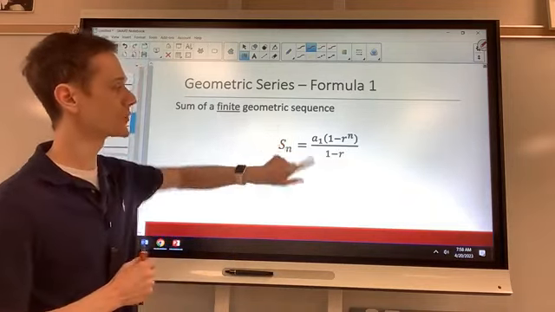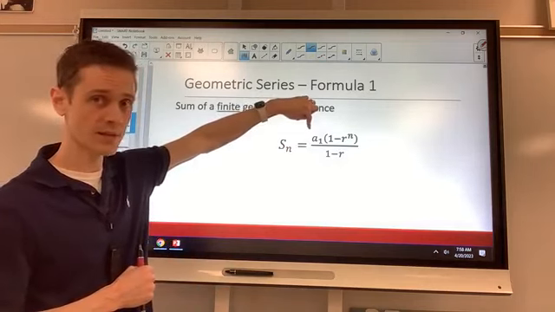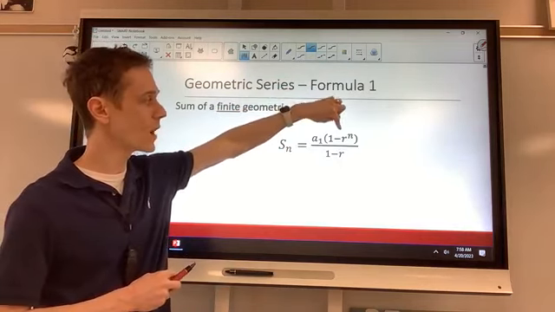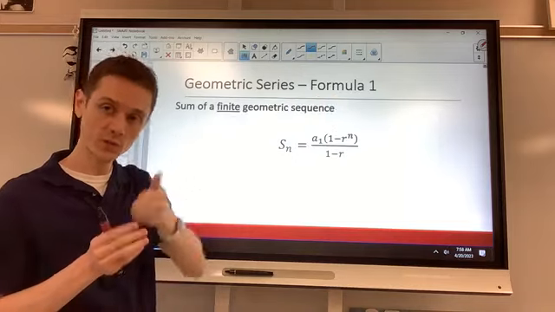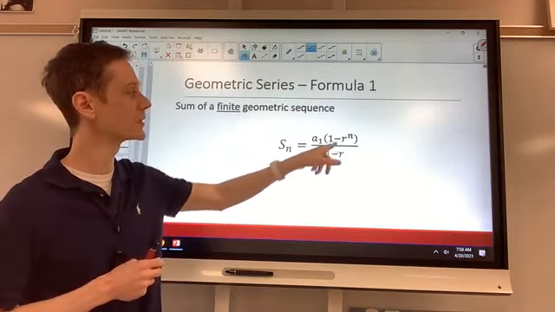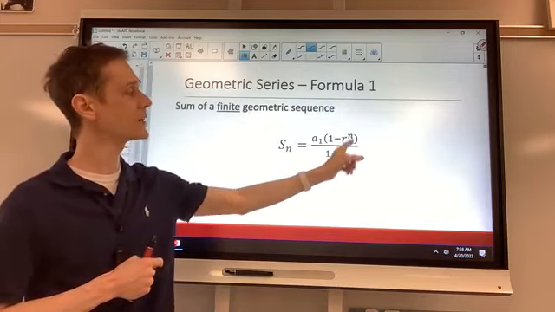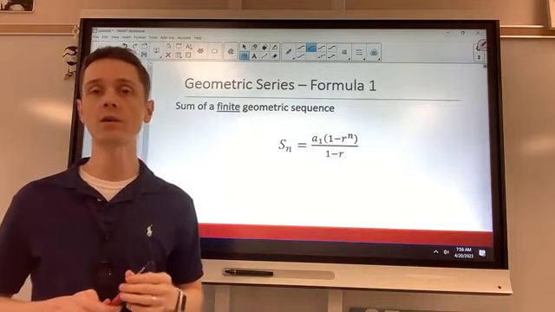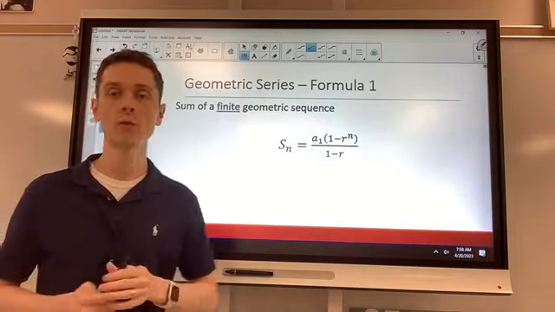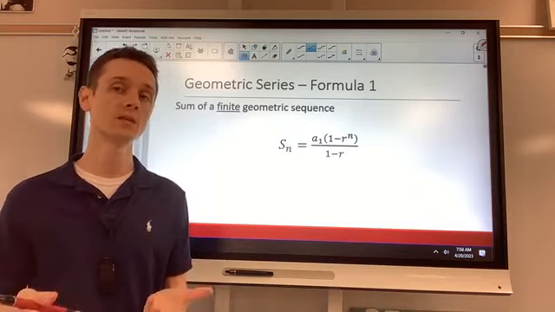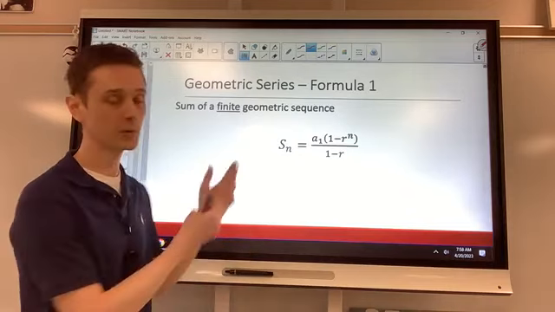So what do we need to know for this formula? We need to know the first term in the sequence. We also need to know the common ratio, which means what number they are multiplying by to go from term to term. That gets used twice, actually. And we need to know how many terms there are in the pattern altogether. Now, one nice thing about this formula is we don't need to know the last term in the sequence. They might have given it to you, but it doesn't actually get plugged in anywhere.